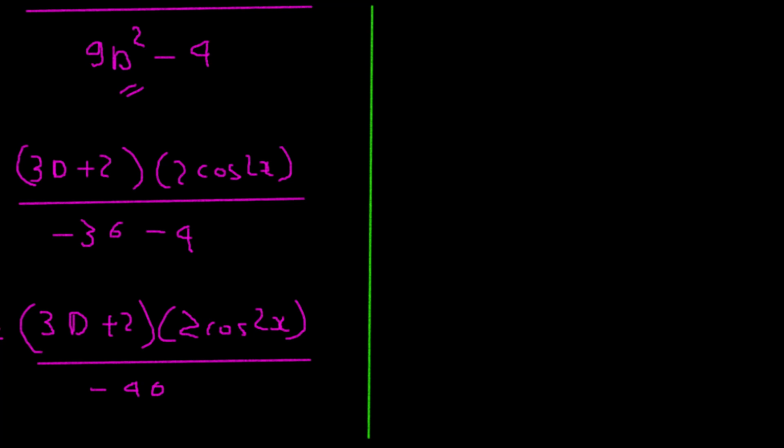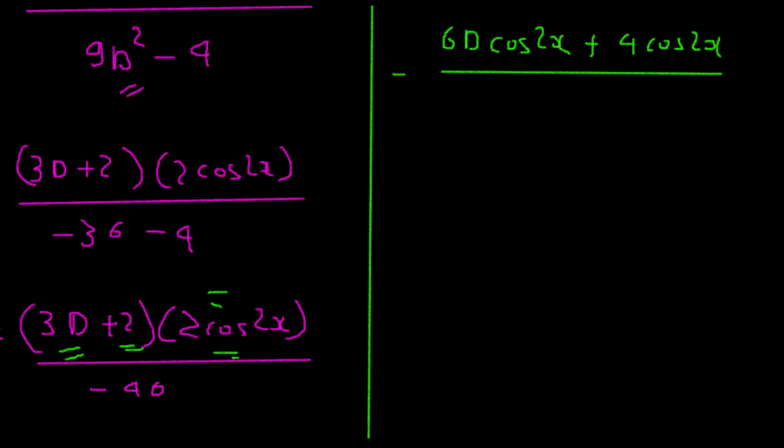What can we do next is, yeah, we're going to multiply this thing. Multiply this with this and this with this. On multiplying, what we're going to get is 3 into 2, 6d cos 2x plus 4 cos 2x upon minus of 40. Minus of 40.